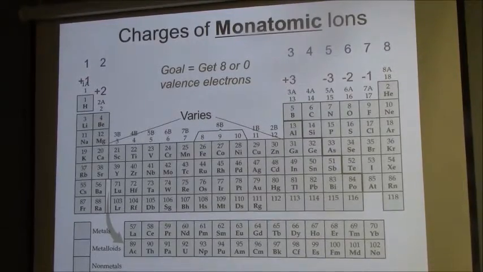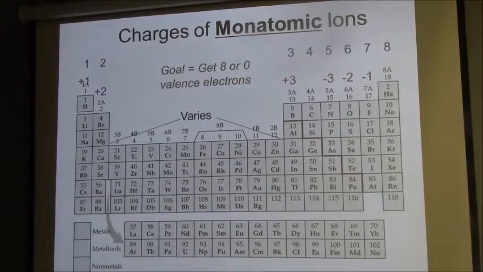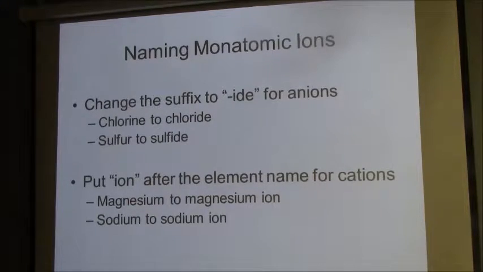I know I'm going through this kind of quickly, but I don't want to make this a 20-hour video, so just make sure you're following along in your notes. When we name monatomic ions, we're going to change the suffix to "ide" if it's an anion. So for instance, chlorine becomes chloride. If it's a monatomic cation, we just put the word ion at the end. So magnesium becomes magnesium ion.